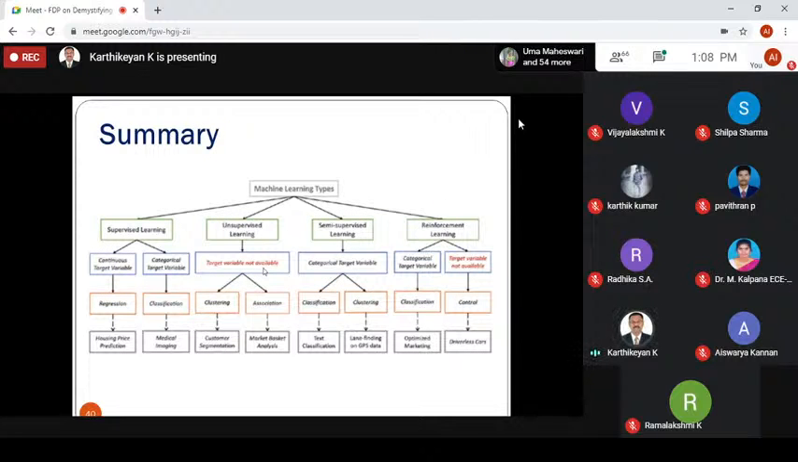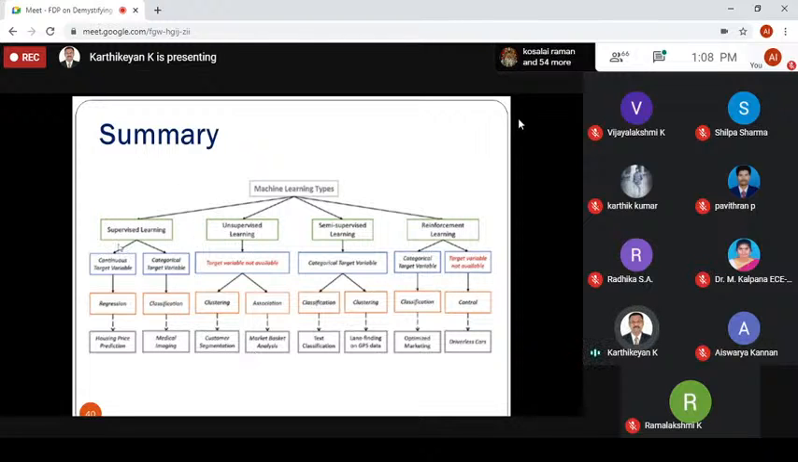Now, I'm coming to an end. This is the summary of machine learning types. Here it is included with semi-supervised learning. As I told you in the beginning itself, there are certain classes called semi-supervised learning. So we will see what the major benchmarks of these machine learning types are.